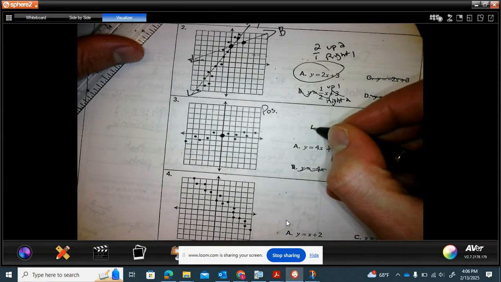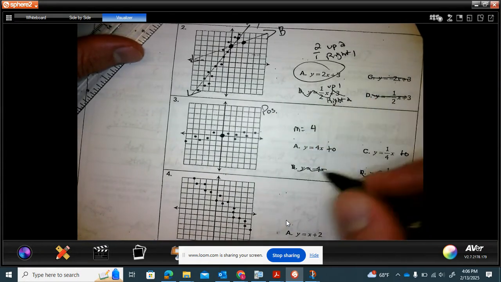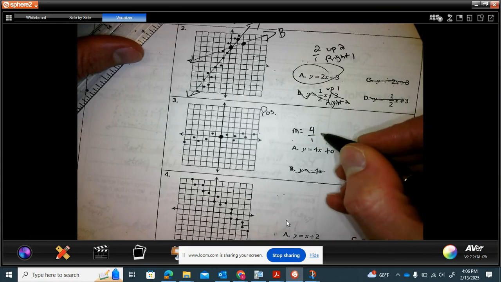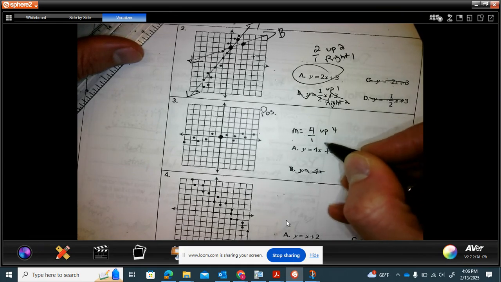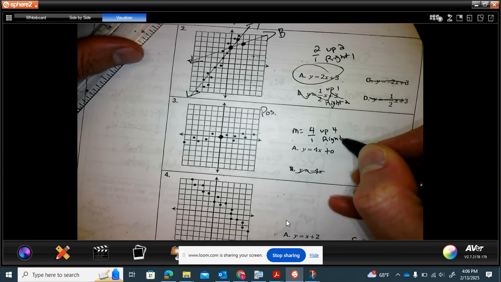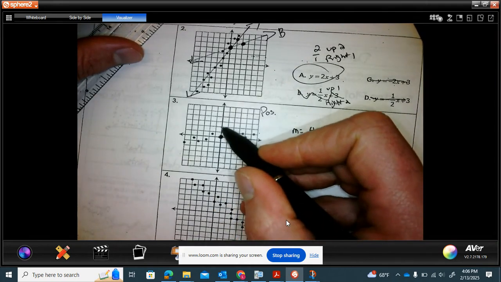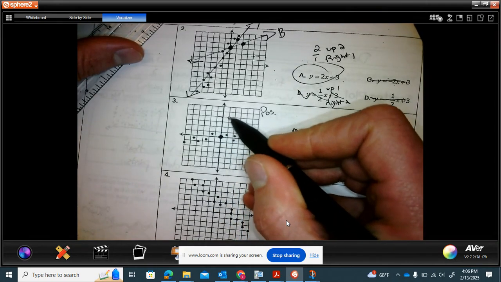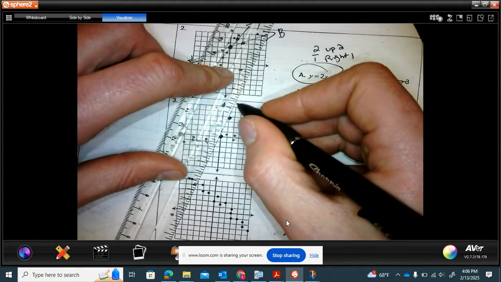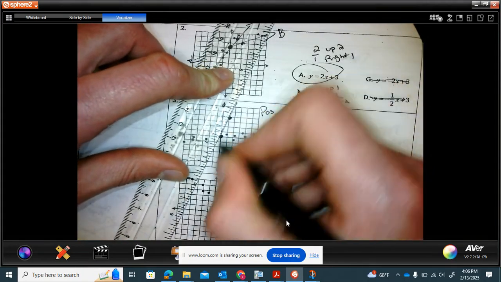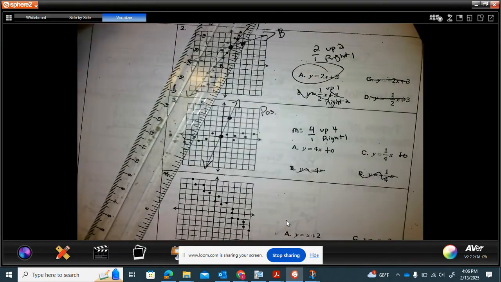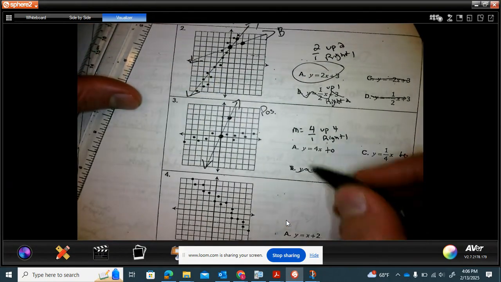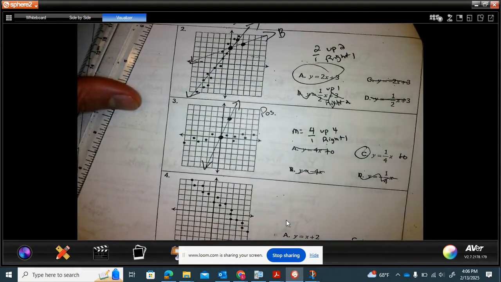And if my slope for equation A is 4, that's the same thing as saying up 4, right 1. So up 4 would be 1, 2, 3, 4, right 1. And then that right there is nowhere close. I mean, that is nowhere close to those points. So it's definitely not graph A. It has to be C.